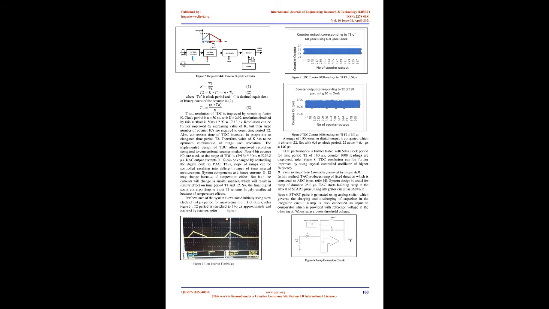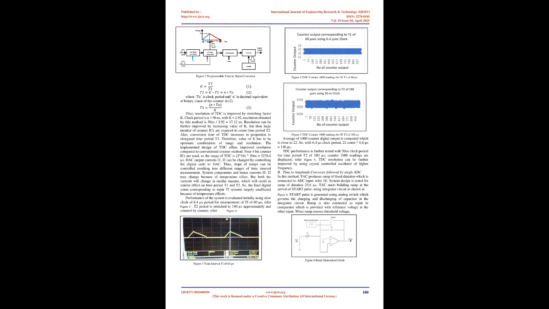B: time-to-amplitude converter followed by single ADC. In this method, TAC produces ramp of fixed duration which is connected to ADC input, refer figure 4. System design is tested for ramp of duration 25.6 s. TAC starts building ramp at the arrival of start pulse, using integrator circuit as shown in figure 6.